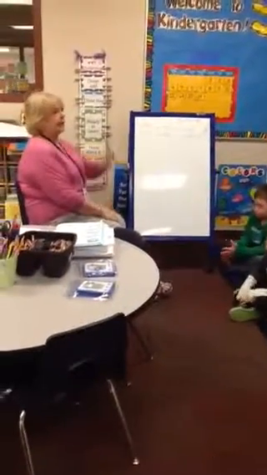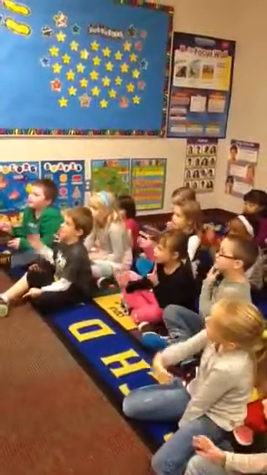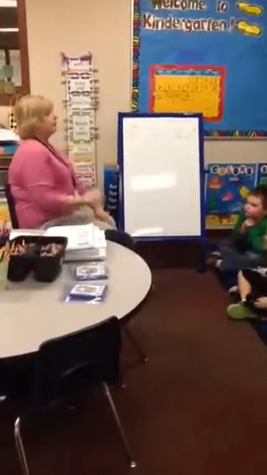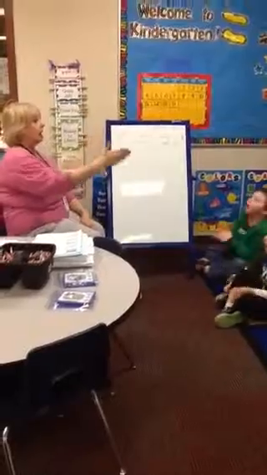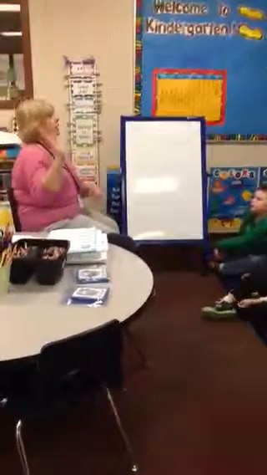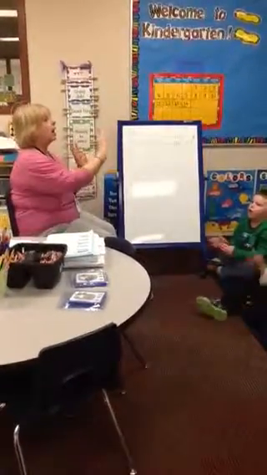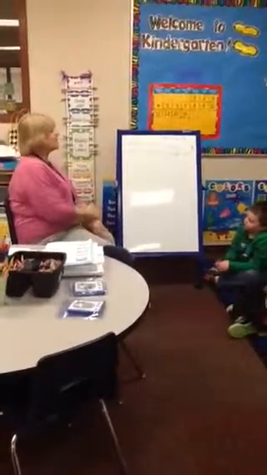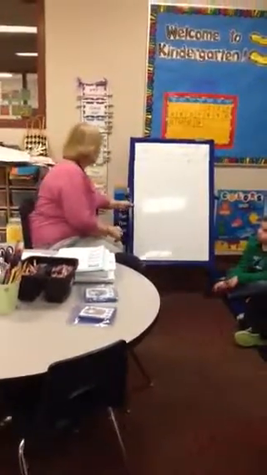Let's do red. Ready? R, A, D. Let's count. R, A, D. How many? 3. Let's do ma. Ready? Let's count. All right. Let's see if you can do it.